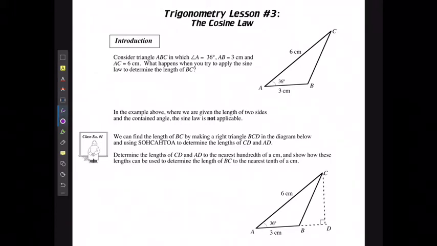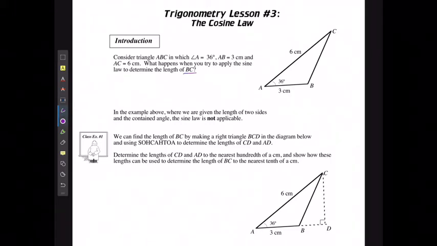So first, if we consider the triangle ABC to the right, where A is 36 degrees, the length of A to B is 3 centimeters, and the length of A to C is 6 centimeters, what happens when you try and use the sine law to determine the length of BC?